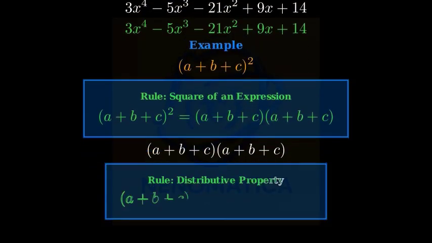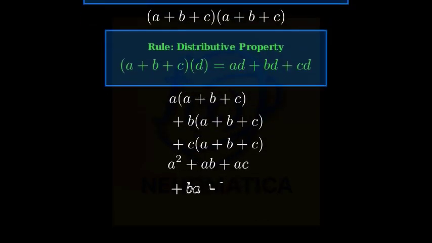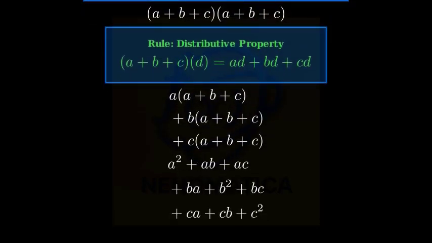We multiply each term of the first parenthesis by the entire second parenthesis. This gives us a times a plus b plus c, plus b times a plus b plus c, plus c times a plus b plus c. Next, we'll multiply each term inside the parentheses. For the first group, we get a times a, which is a squared, plus a times b, which is ab, plus a times c, which is ac. We continue this process for the other groups.